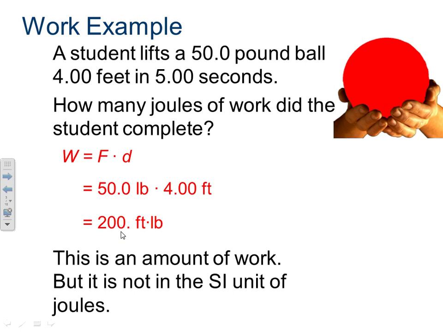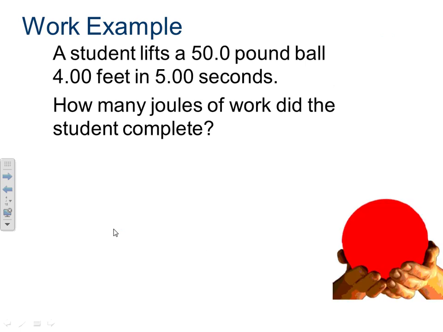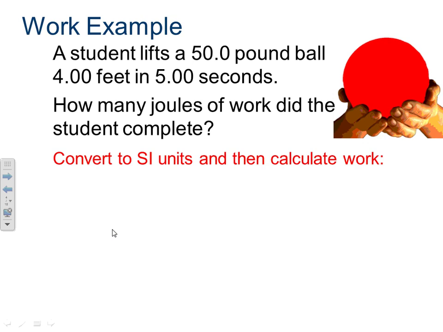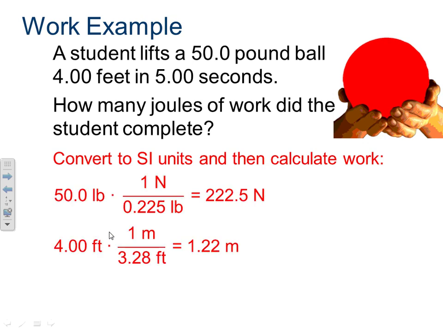We want the SI unit, or metric system, of calculating work. So we're going to have to convert these to metric measurements. So what's 50 pounds in the metric system? Well, we have a nice little conversion here. It would be on your equation sheet, but 50 pounds is equal to 1 Newton for every 0.225 pounds, or 50 pounds being equal to 222.5 newtons. And then for 4 feet, 1 meter is equal to 3.28 feet. So 4 feet is equal to 1.22 meters.